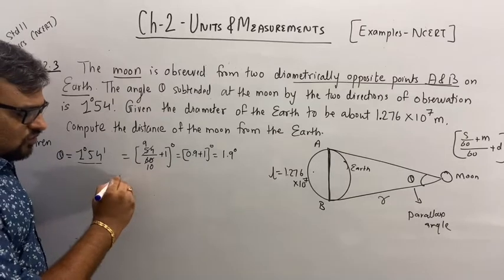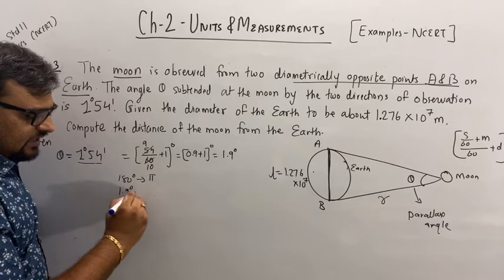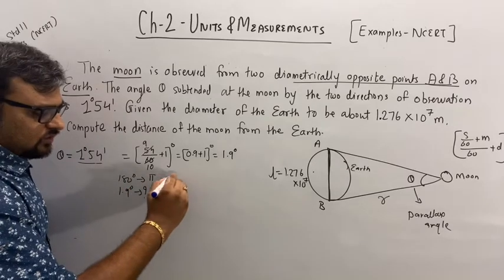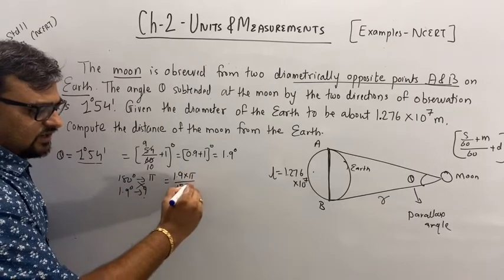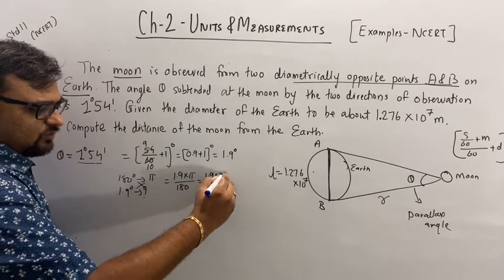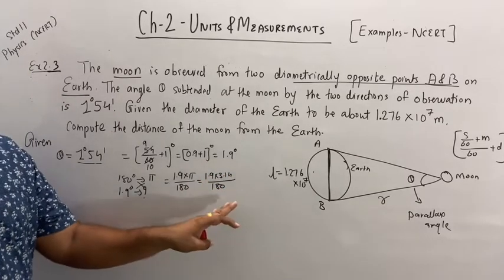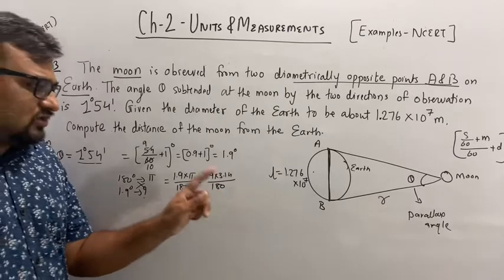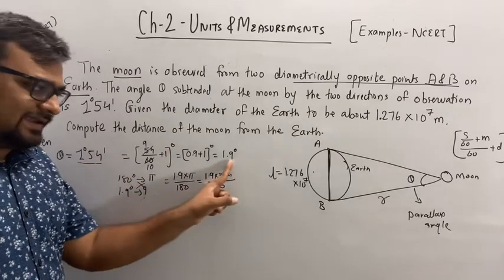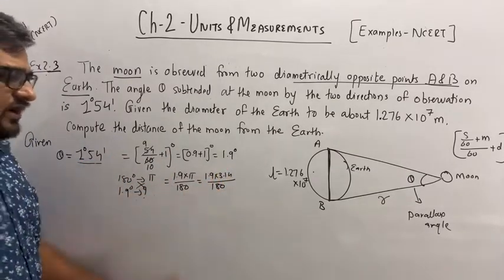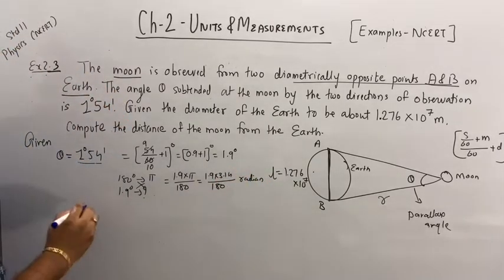Clear? Now 180 degree is pi radian. 1.9 degree, how much? By cross multiplication, this will be 1.9 into pi divided by 180. So 1.9 into 3.14 divided by 180. Let's calculate it at the last. Don't calculate it yet. Clear? So now see what I did: converted degree and minute to complete degree, then degree to radian.